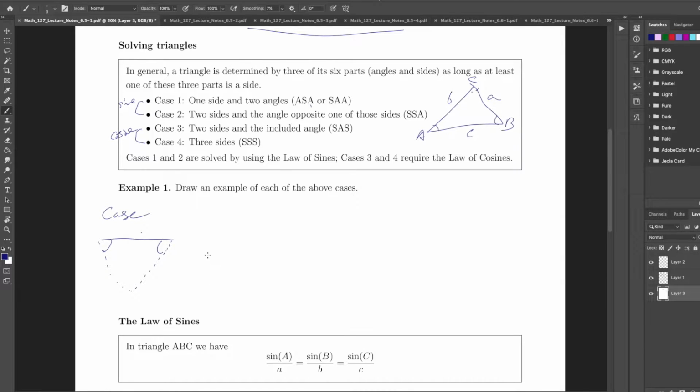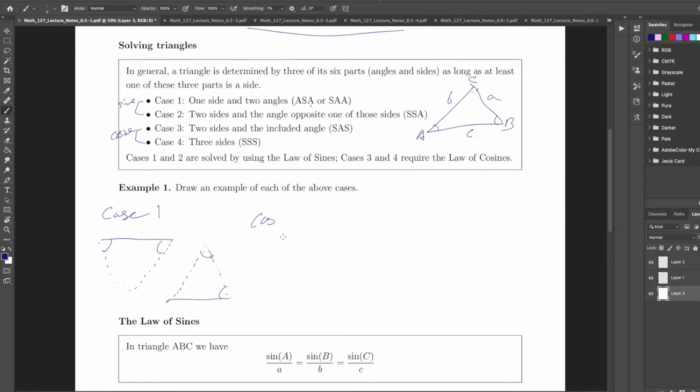The other one is I know a side and then 2 angles. So I'll know 1 side right here, and an angle here, and I don't know the length of that side, but I know this angle here. If I know the angle, side, angle, or side, angle, angle, I can use law of sines to figure out what the rest of this triangle is. So this is case 1.